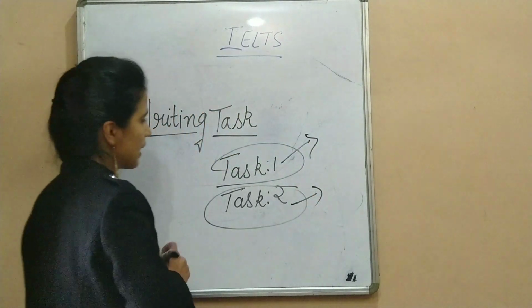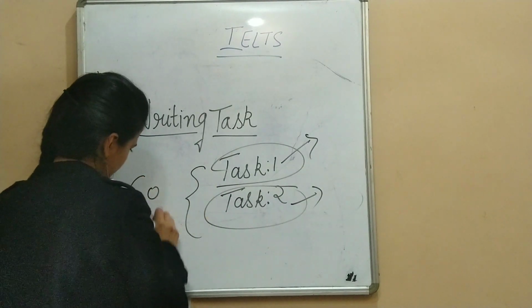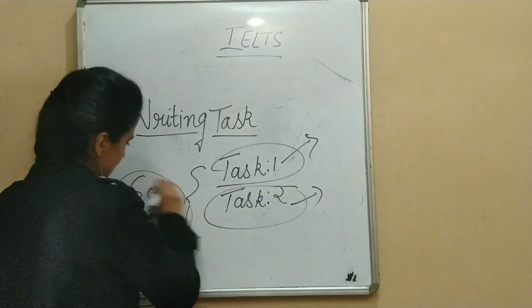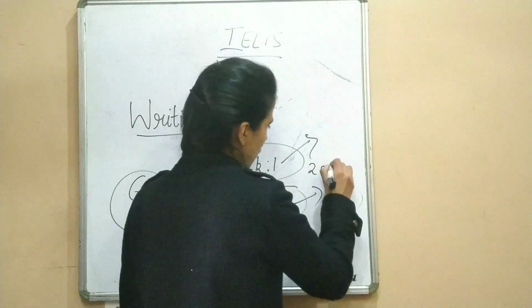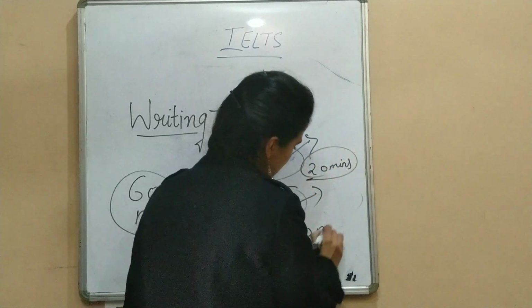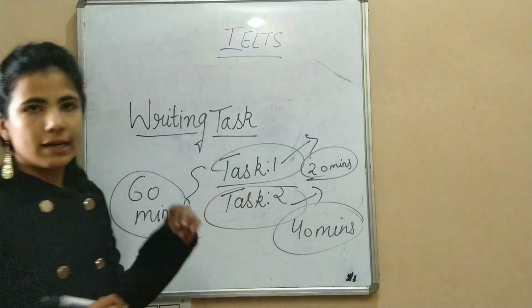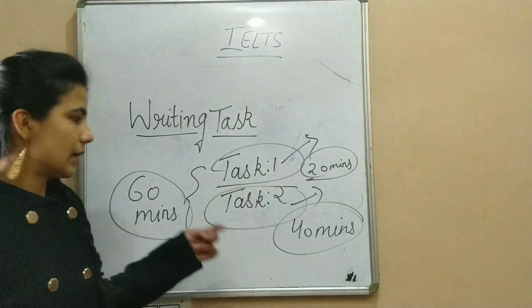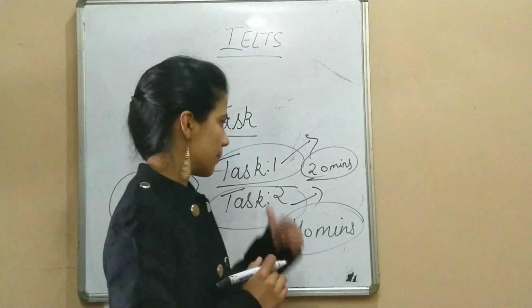Writing task 1 and task 2. Both have to be covered in 60 minutes. Okay, 60 minutes for both the tasks, 20 minutes for task 1 and 40 minutes for task 2. Now, why this thing? Why 20 minutes for task 1 and why task 2 holds 40 minutes? Let me explain you why that is happening.